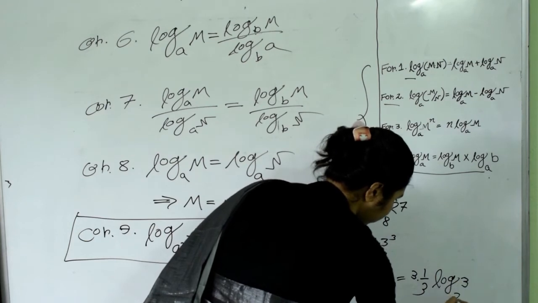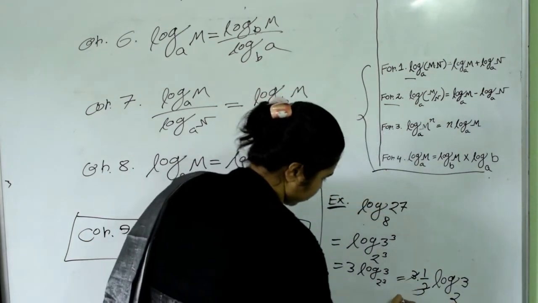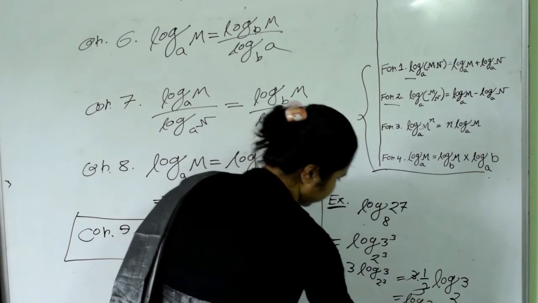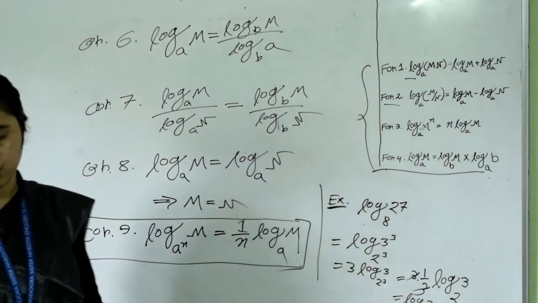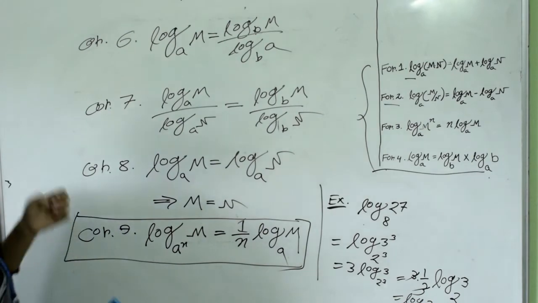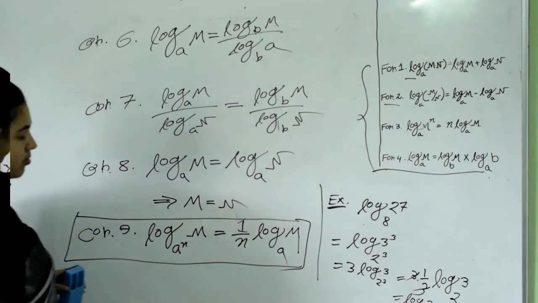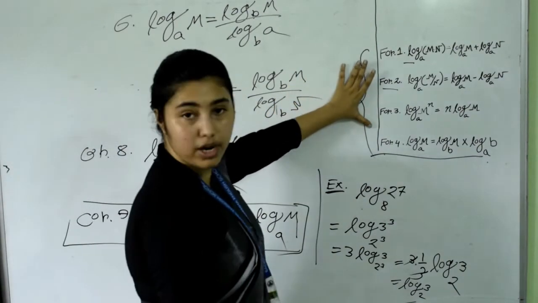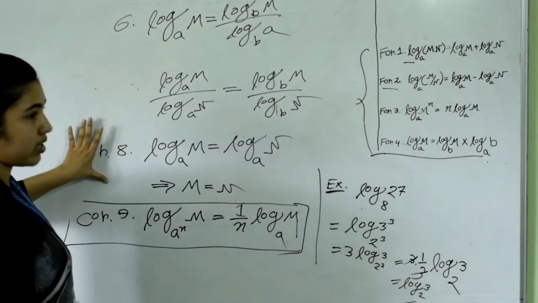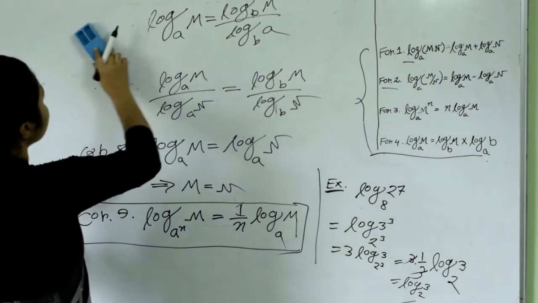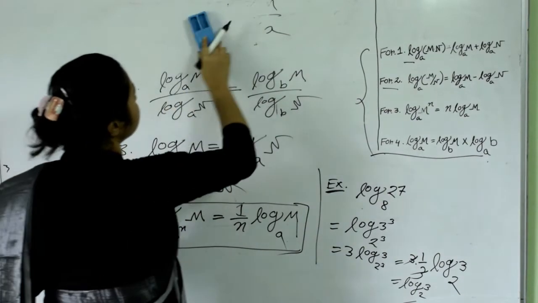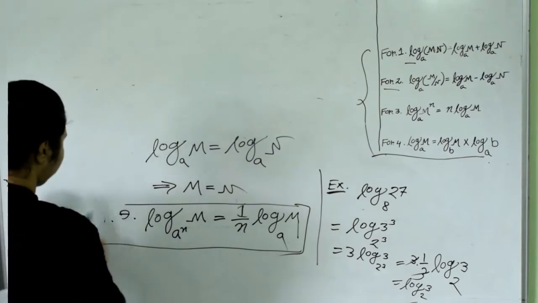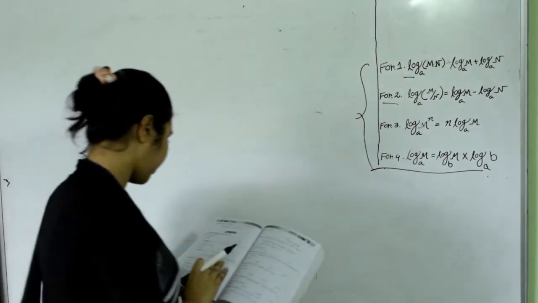Log 3 2. That means the value will be log 3 with base 2. Now note all these four formulas and all these corollaries in your notebook because we need this to solve our problems.